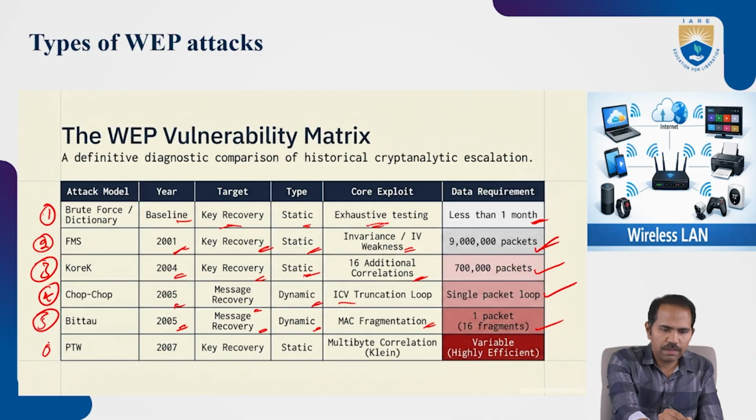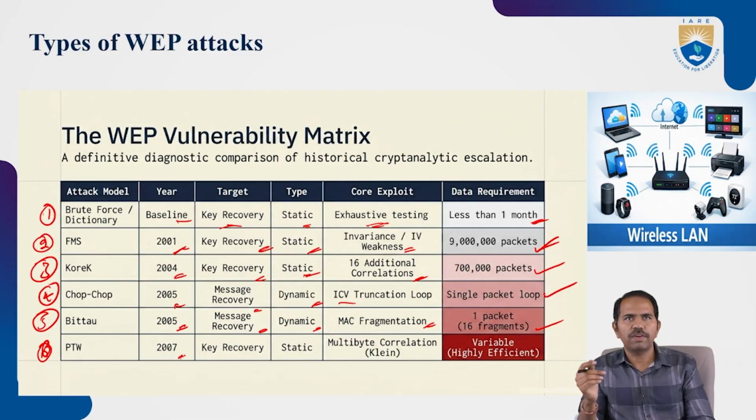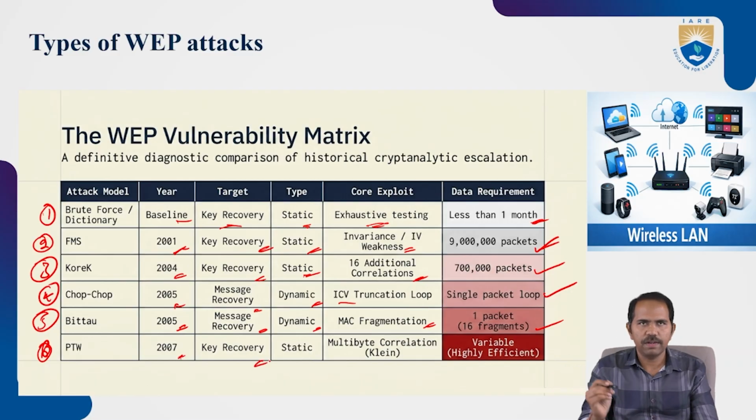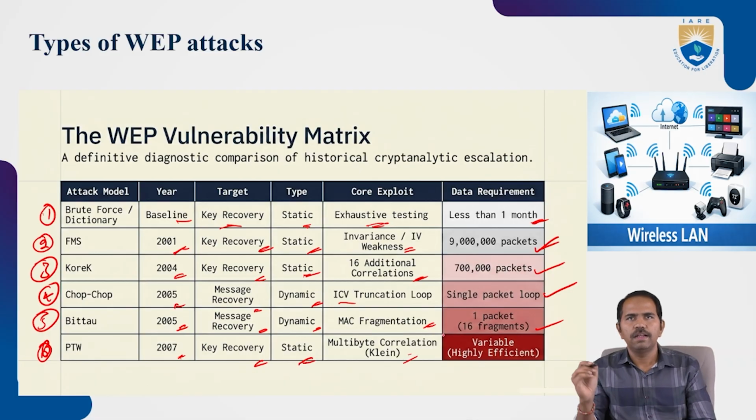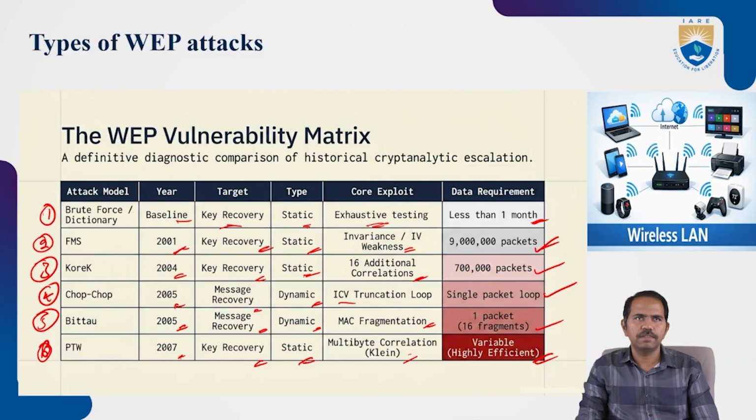The next is PTW, which arrived in 2007. This is also a key recovery mechanism. It is static and uses multi-byte correlation. It is highly efficient. So these are all in the WEP vulnerability matrix. See the attack model, which year it came, what type of target it has, what type of mechanism it is, either static or dynamic, what the core exploits are, and what the data requirement is.